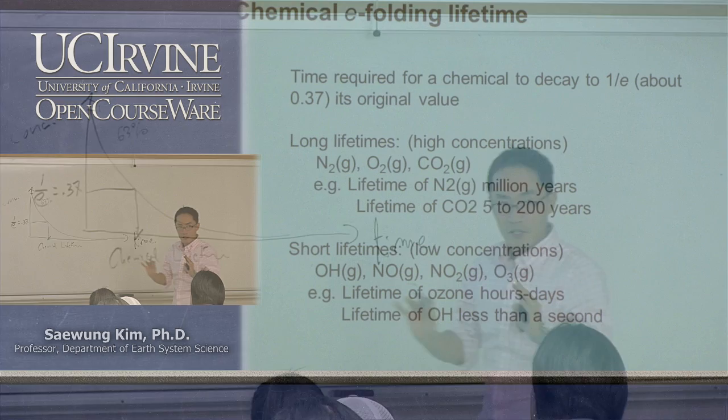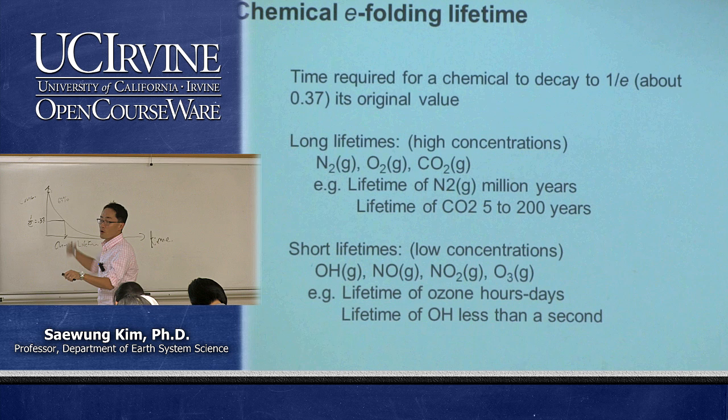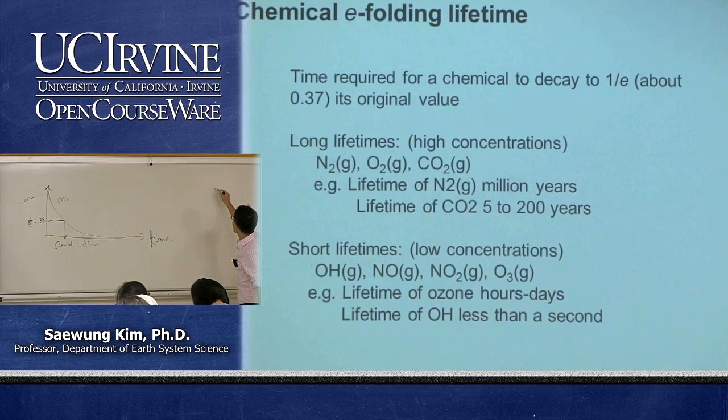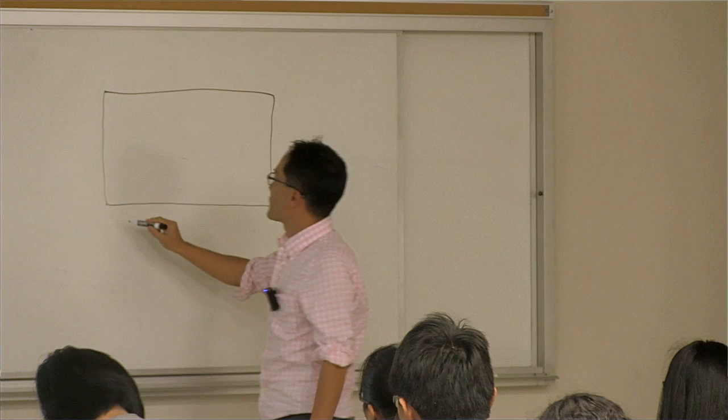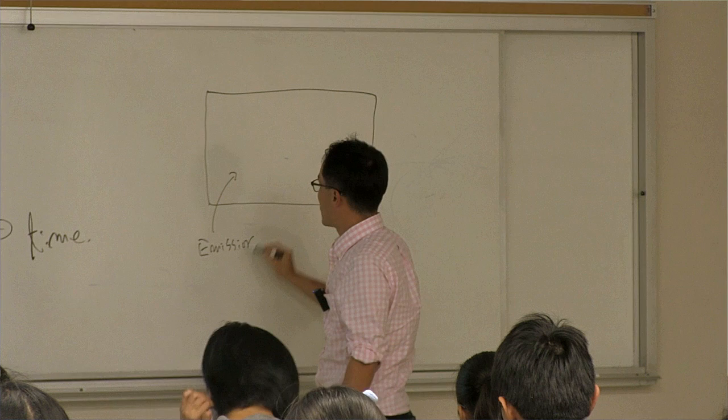So these long lifetime compounds are stable compounds. And the other thing we talked about is that we atmospheric chemists love to conceptualize the atmosphere as a box. And then there's emission or source, and there's a sink.